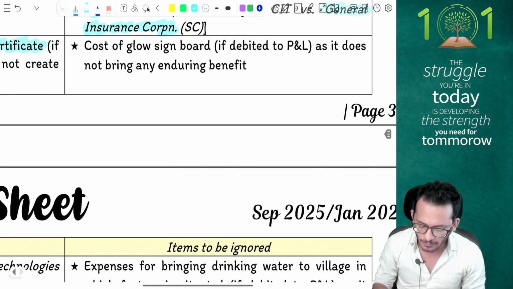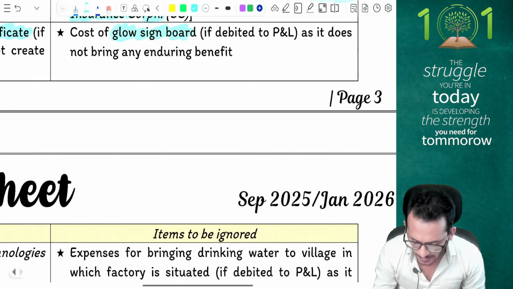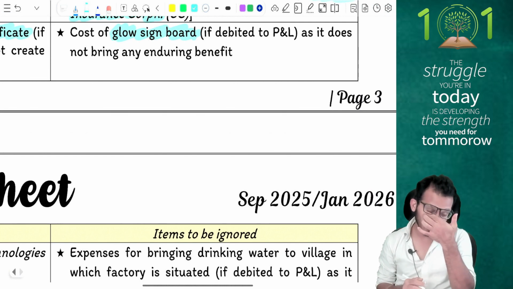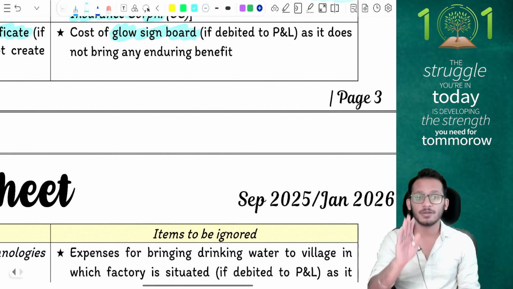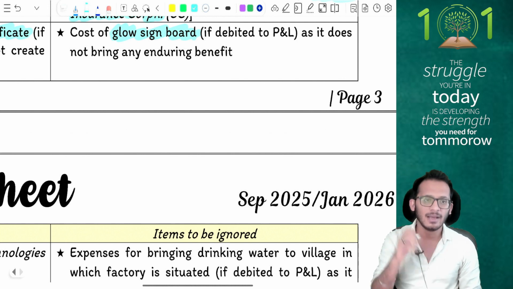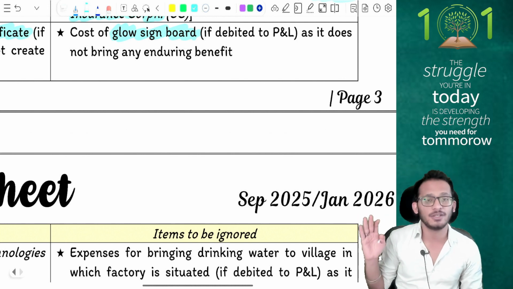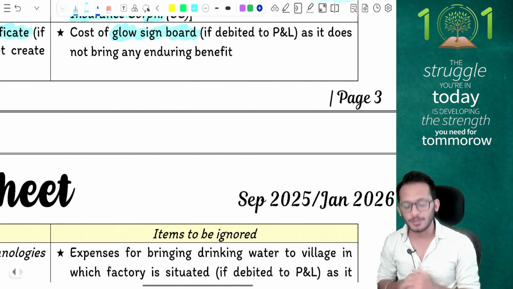Items which I can ignore for the purpose of computation, people, is any kind of cost of glow sign board. Yes, if you have made a glow signboard for your business and you have put it outside your premises and you have claimed that whole thing as a revenue expenditure, you have done the right thing. You've done the right thing because these assets do not have any enduring benefits and therefore can be claimed as a full deduction in your P&L. If it is already there in P&L, I will make no adjustments. I will ignore the adjustment.